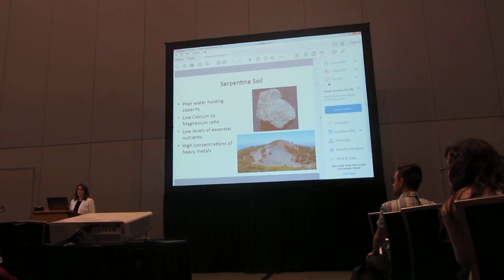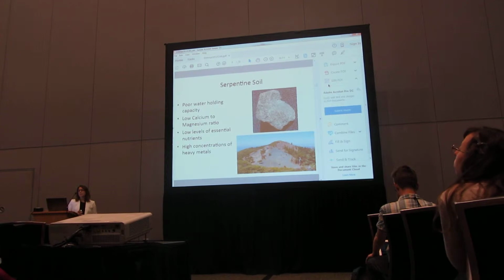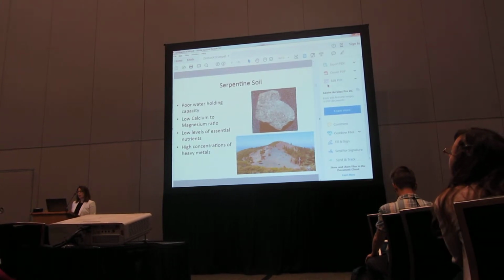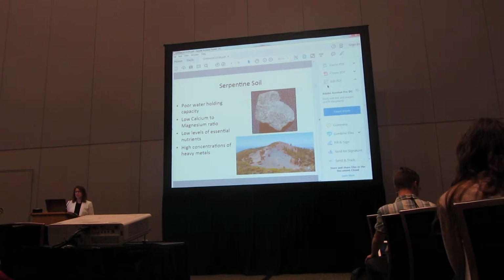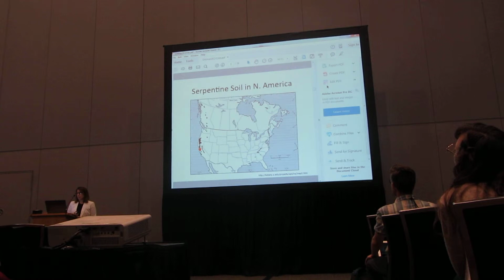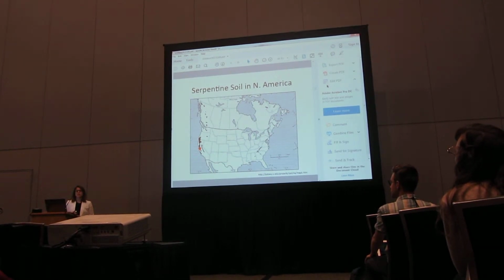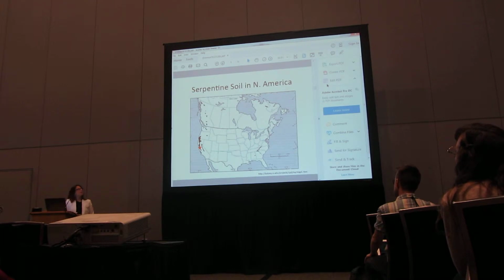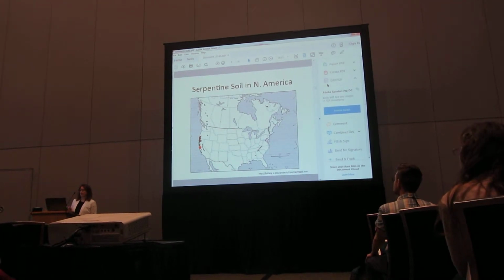Serpentine soil is a really interesting habitat to study adaptation because it's a really harsh environment for plants. It has poor water holding capacity, low calcium to magnesium ratios, low levels of essential nutrients, and high concentrations of heavy metals. Looking at the distribution of serpentine soil in North America, a lot of it is out on the west coast. My study site is indicated by that red star. I work at Jasper Ridge Biological Preserve.